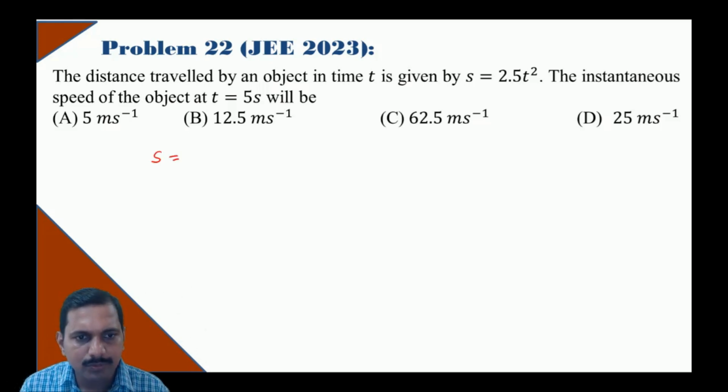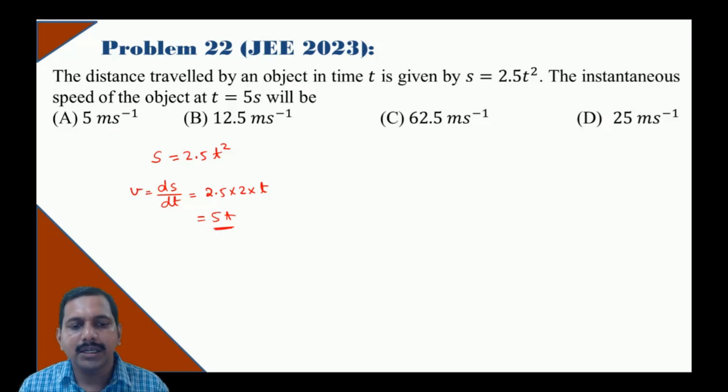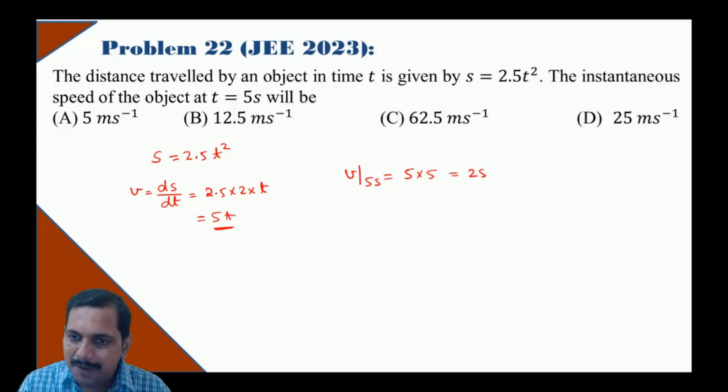s = 2.5 t². We need to just differentiate, because velocity is change in displacement over time, right? So it is 2.5 into 2 times t. So this would be 5t, right? And what is asked? v at 5 seconds, right? So just substitute 5 instead of t, and this would be 25 meters per second. That would be the answer.